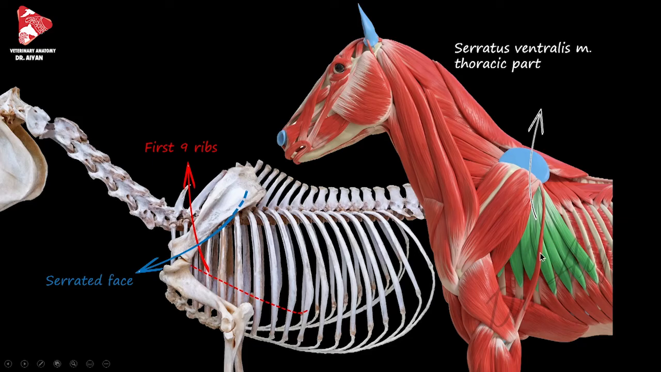The thoracic part of the ventral serrated muscle is innervated by the long thoracic nerve. The long thoracic nerve is another branch from the brachial plexus. Go ahead and watch the video we uploaded about the brachial plexus. Perhaps it was like in the dog. So the thoracic part is innervated by the long thoracic nerve, which during the dissection you will find moving on the external surface of this muscle.